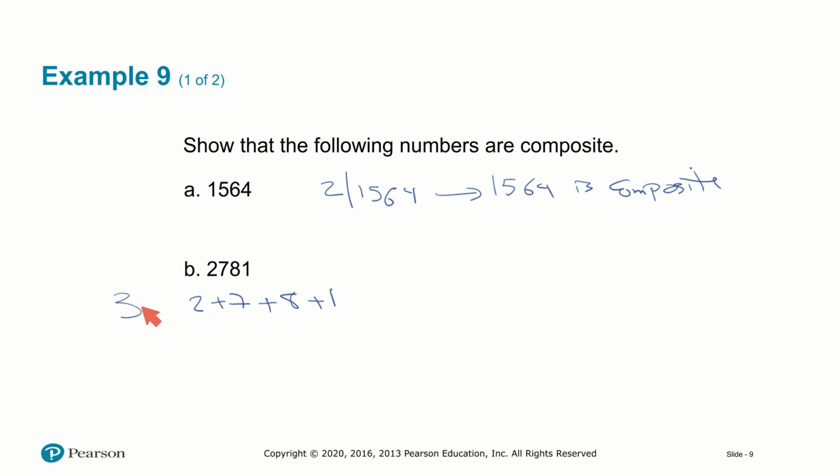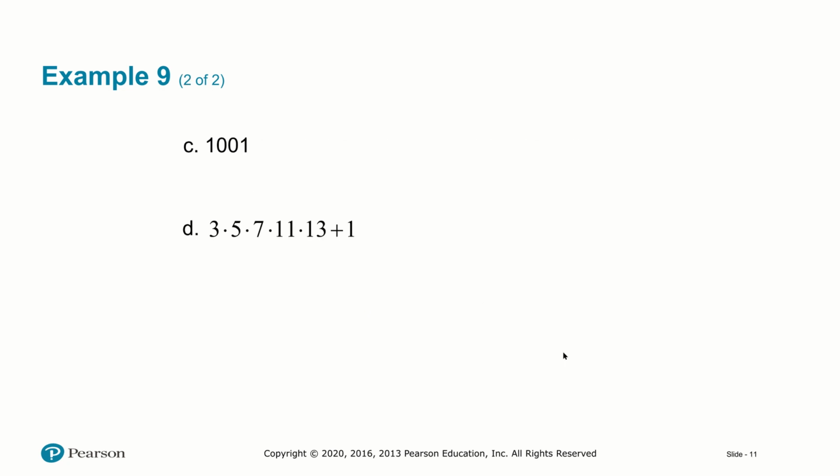Now we know that 3 divides this sum. Therefore, 3 divides the number itself, and therefore 2781 is composite, like so. Okay, so how would we show that these numbers are composite?